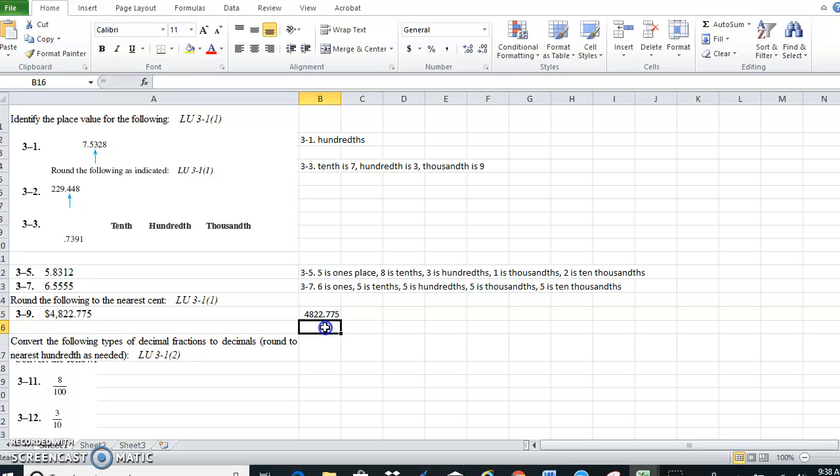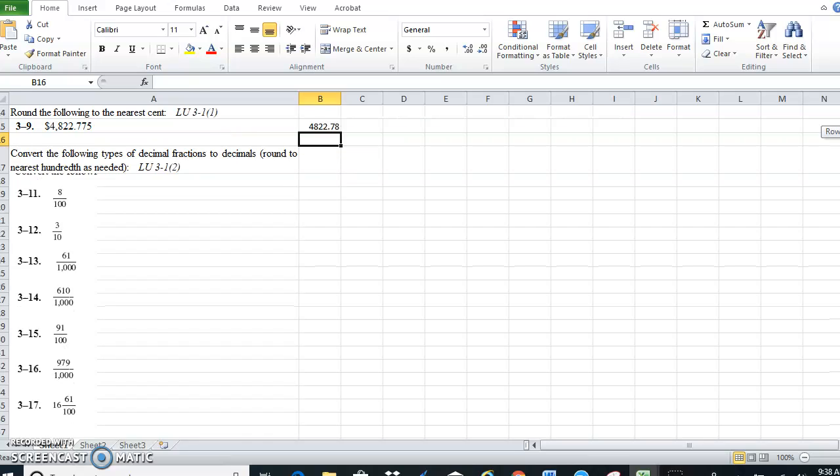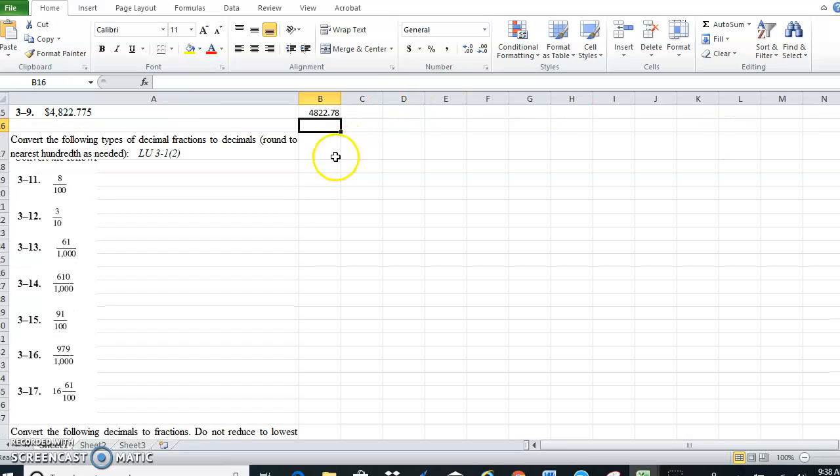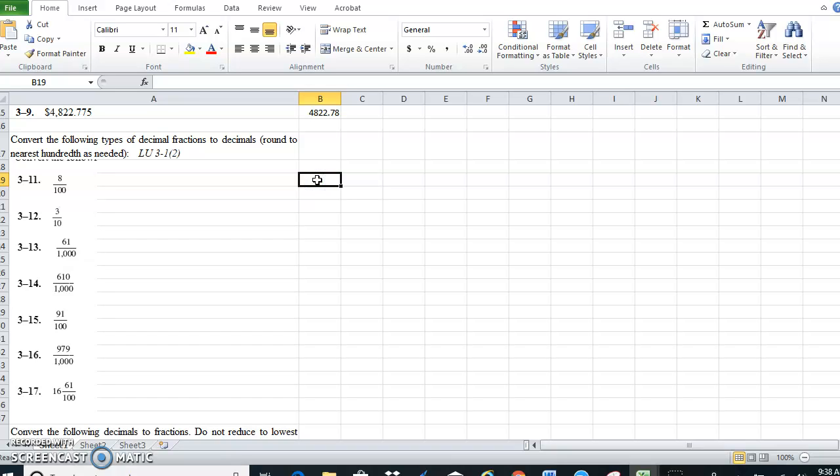So the other way to do it is to put it in Excel, 4822.775. Okay, there's the number. And now we come up here and we can increase the decimal, but we want to decrease the decimal. And it gives you the answer. So that's handy if you're ever just not sure. So these are super easy in Excel.